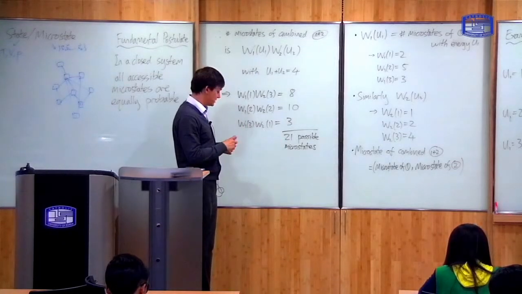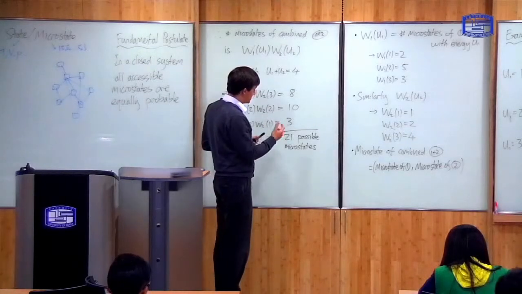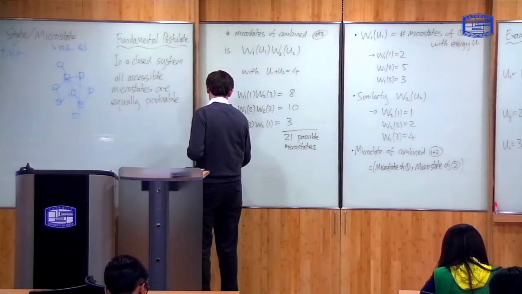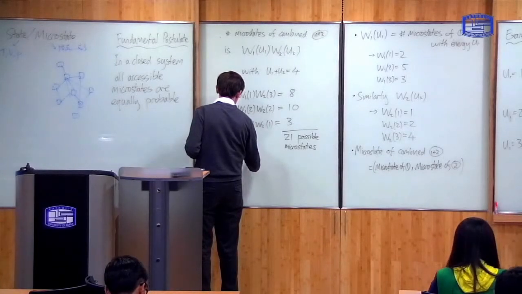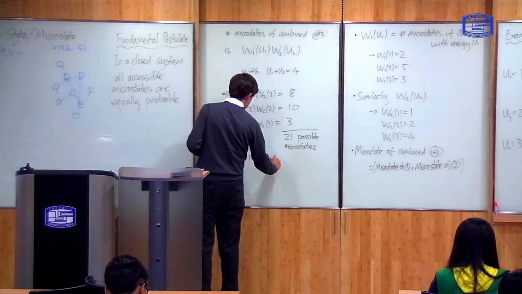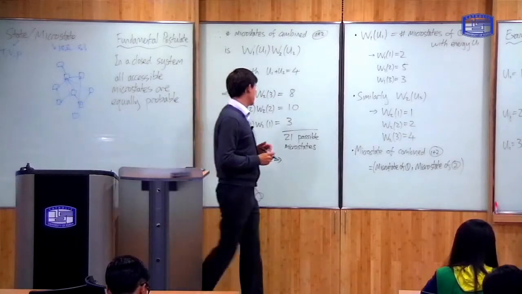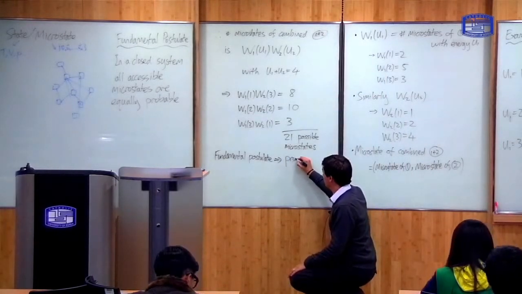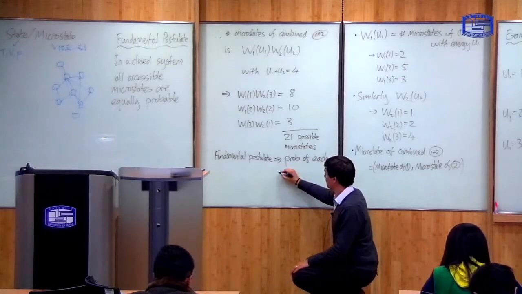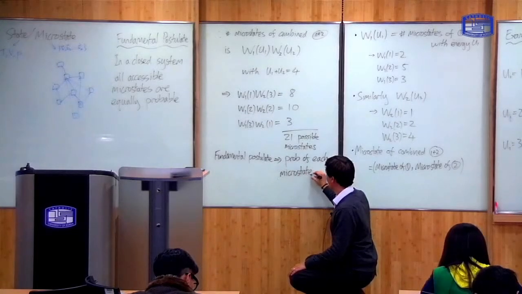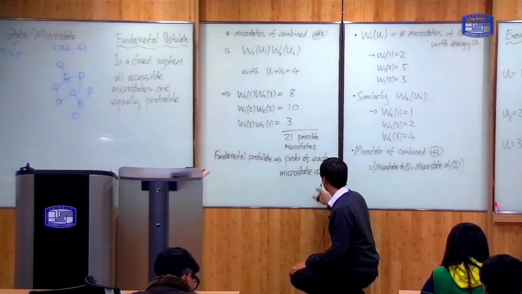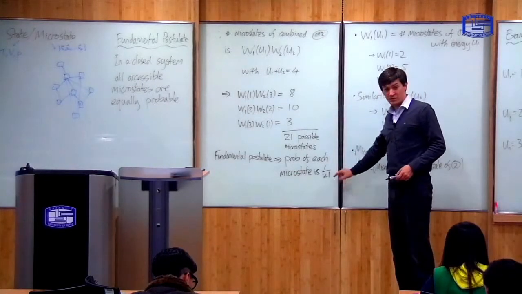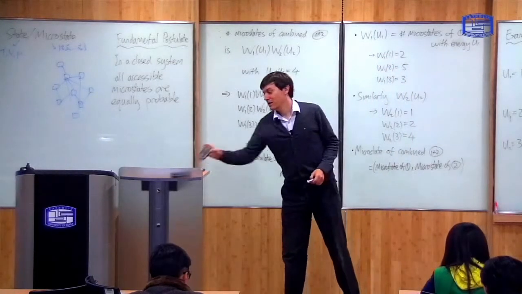The fundamental postulate tells you that each microstate has equal probability, and therefore the probability of each microstate of the combined system is 1 over 21. The probability of each microstate is 1 over 21, because there are 21 microstates, and the probability of each microstate is equal.